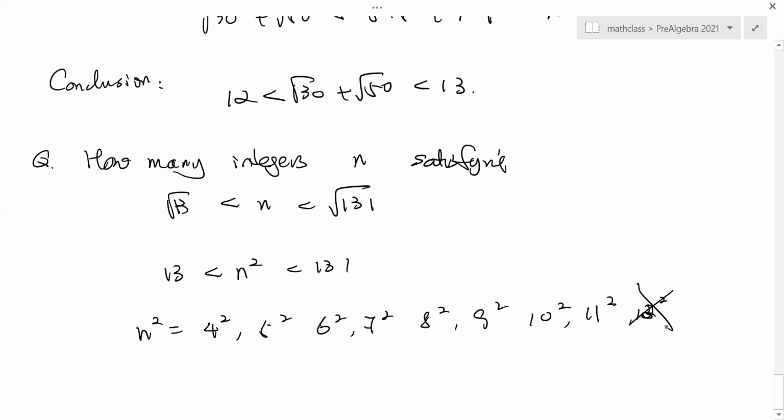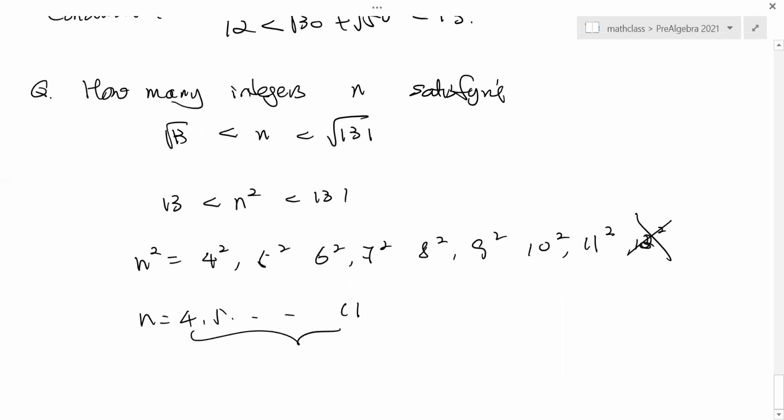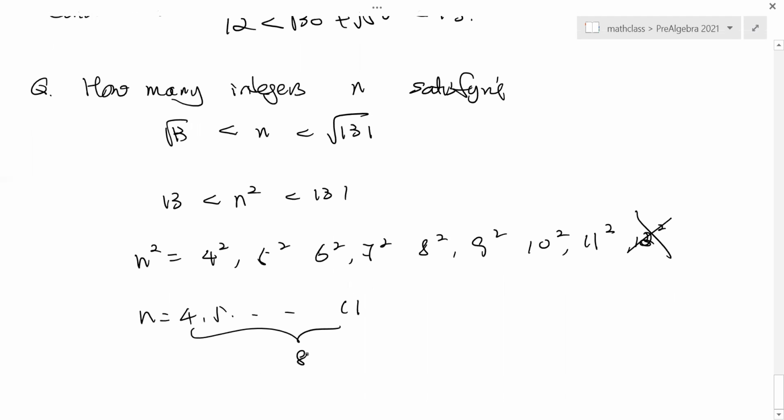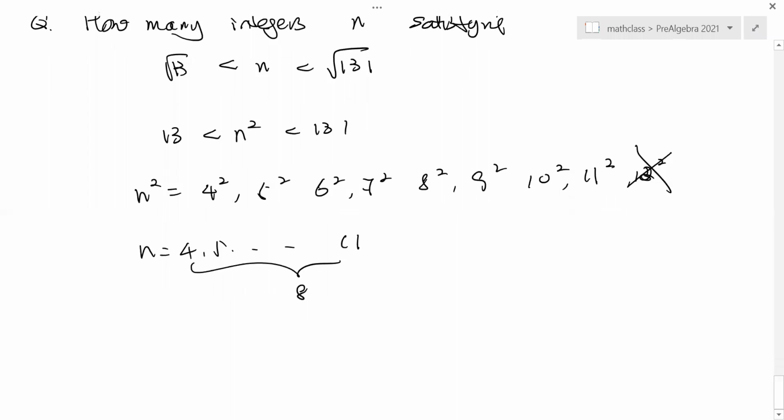So you list all of them. There are 8 perfect squares between 13 and 131, because it's easy to handle perfect squares. So n is in 4, 5, all the way to 11. In total you have 8 integers there. Clear?